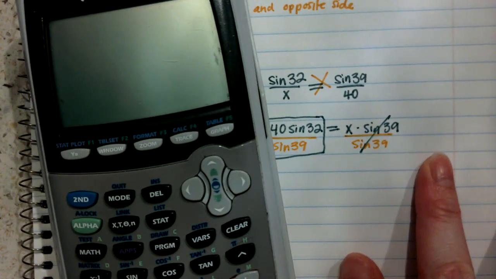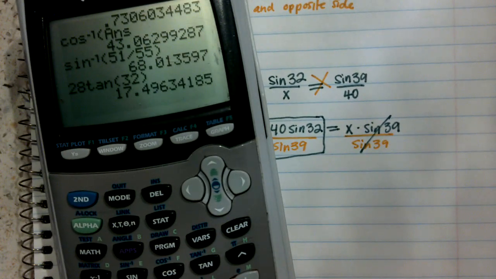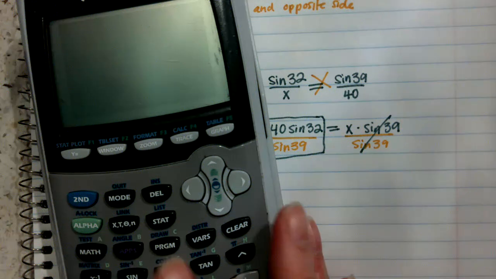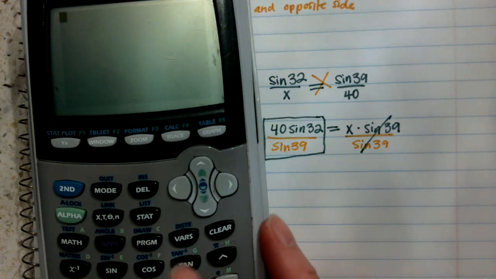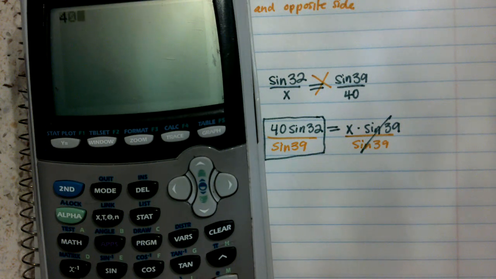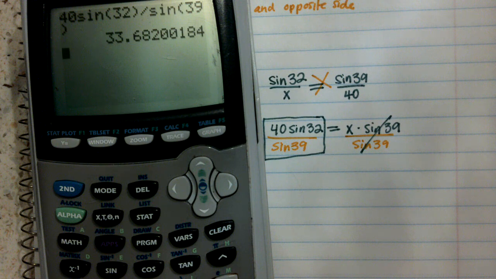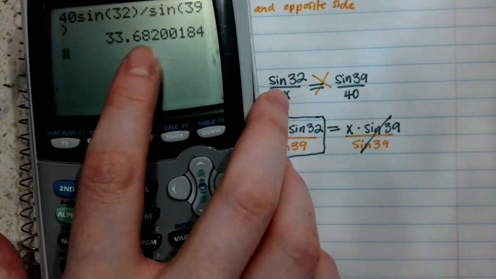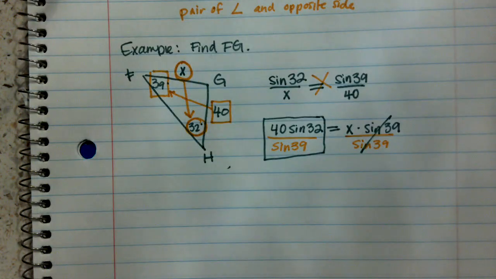And so I'm going to use my actual calculator, but the Google calculator works the same way. Just make sure that you have it in degree mode. So 40 sine of 32 divided by the sine of 39. And we get 33.7 when we round, 33.7.